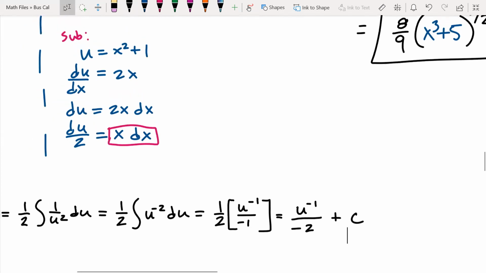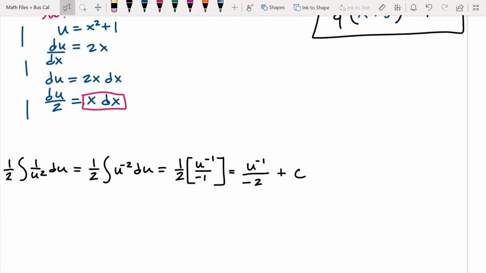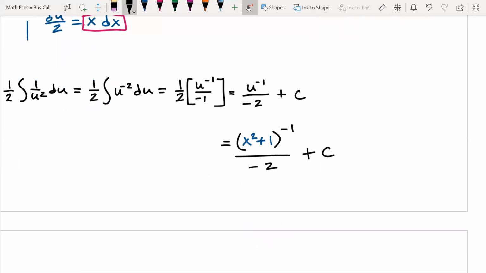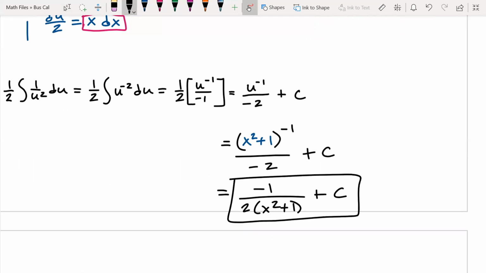And don't forget to plug that value of u back in. So here you're going to get (x squared plus 1) raised to the -1 over -2 plus c. That is a fine answer, but I hate negatives in my denominator. So I'm going to rewrite this as -1 over 2 times (x squared plus 1) plus c. There we go.